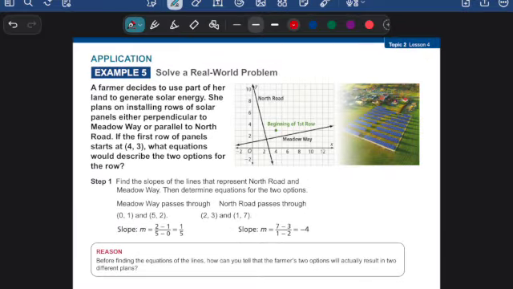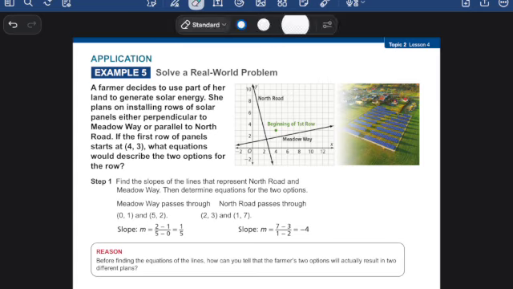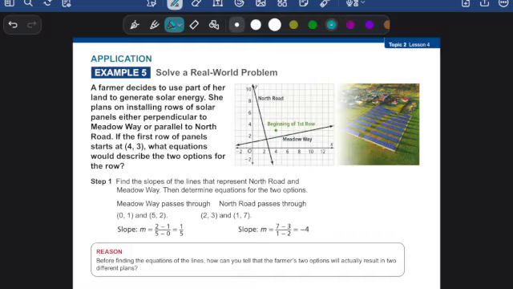Application problem. A farmer decides to use part of her land to generate solar energy. She plans on installing rows of solar panels either perpendicular to Meadowway or parallel to North Road. So we're going perpendicular to Meadow or parallel to North Road. Okay, so let's see if I can do this. She's either going to go parallel this way or she's going to try to go perpendicular.